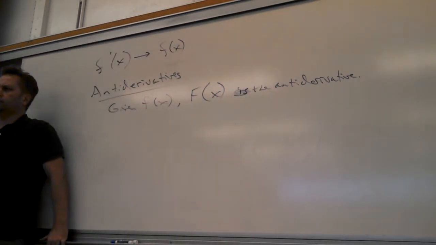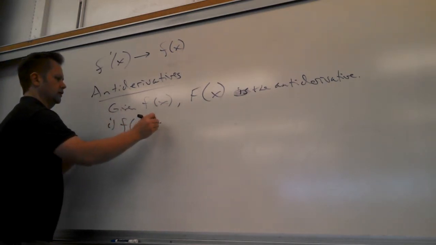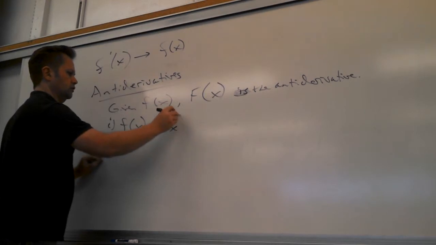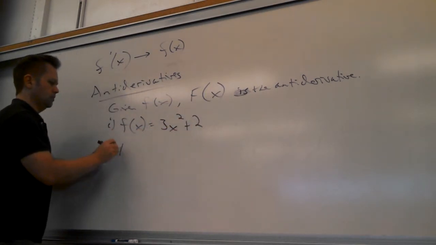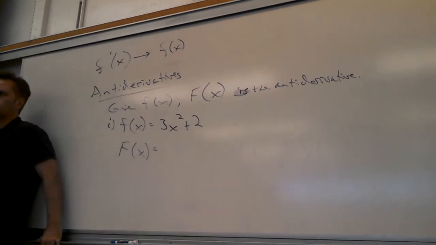So, for example, some really basic examples. If f of x is 3x squared plus 2, what might big F of x be? X cubed plus 2. X cubed plus 2x plus c.